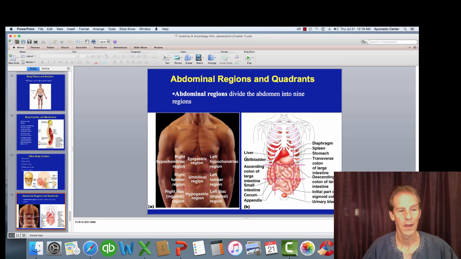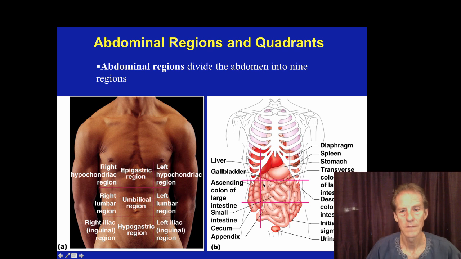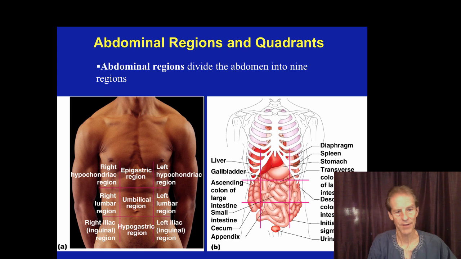The abdominal regions divide the abdomen into 9 regions. The right hypochondriac region, the epigastric, the left hypochondriac region, the right lumbar region, the umbilical region containing the umbilicus, the left lumbar region, the left iliac, the hypogastric, and the right iliac or inguinal region.